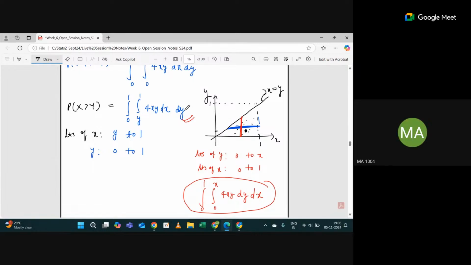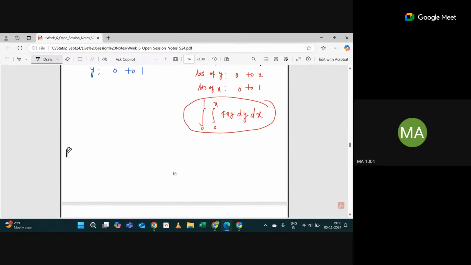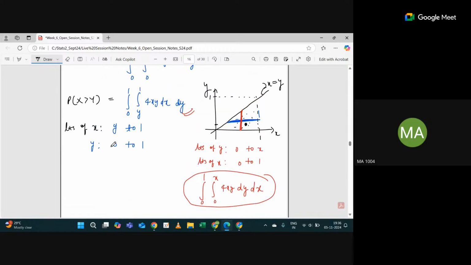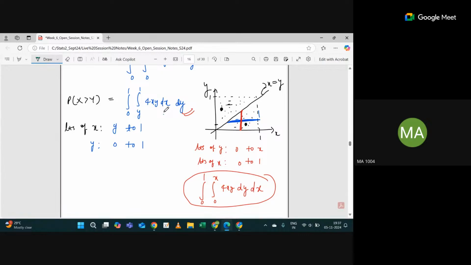Okay. Sure. Thank you. So what if I will ask probability that x is less than y? Now this will be the upper triangle. Yes or no? See, if I'm here, x is less than y, right? Yes, sir.